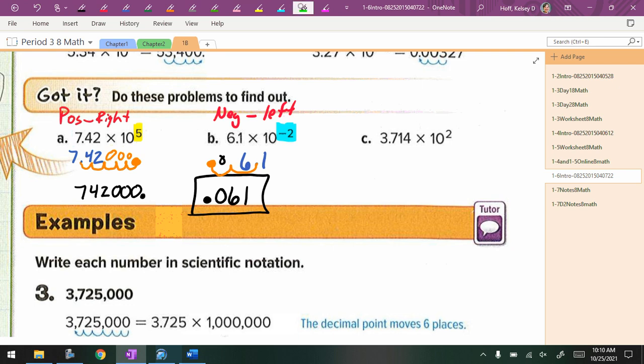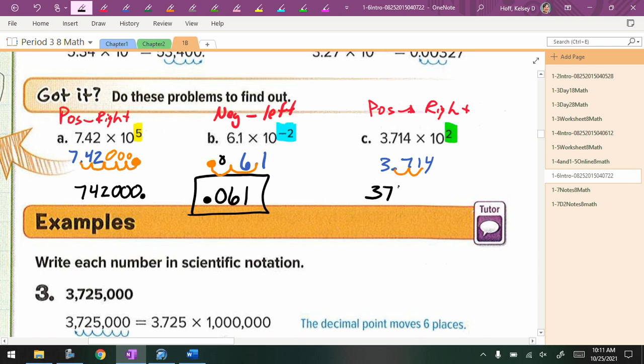Got it, C. What's my exponent tell me? Positive means I'm moving to the right. So I have 3.714. How many to the right am I going? 2. Oh, I screwed this up. There's no zeros on it. Does it matter? Nope. No. My final answer: 371.4. Very good. I moved my decimal.